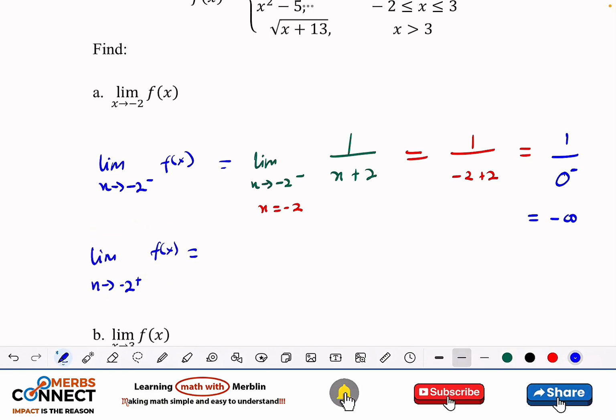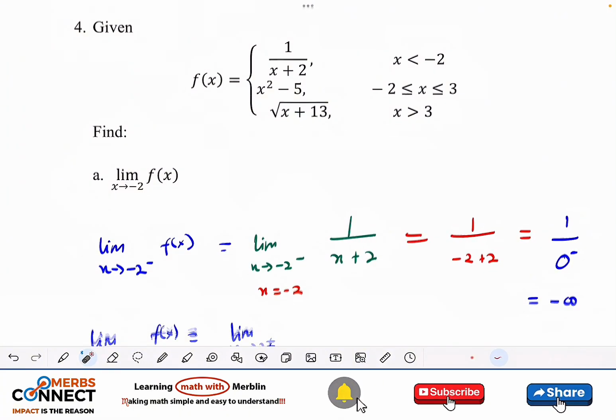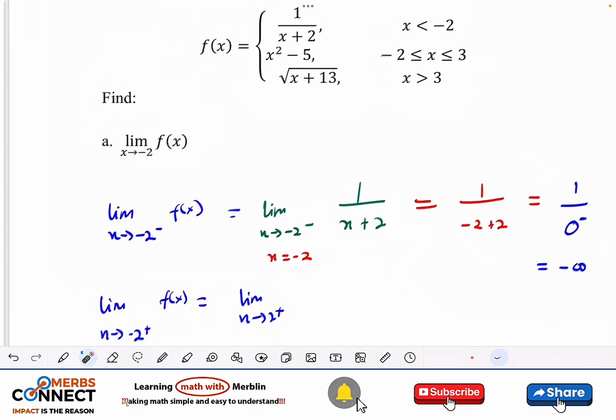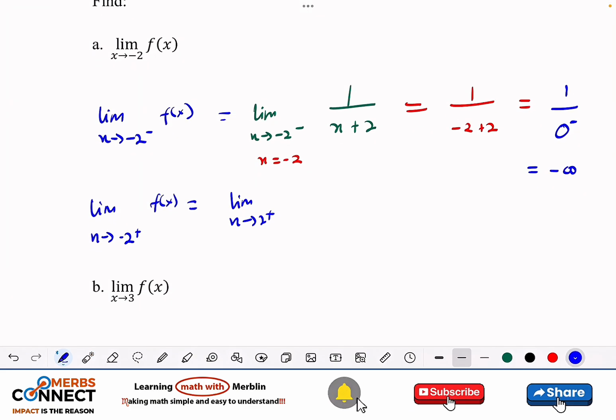Now let's look at this one. So this is the limit as x approaches minus 2 from the positive side. What's the function? From the positive side, we need to look for the value of x that is greater than minus 2. So we can see that here x is greater than minus 2. So this is the function that we are going to use, x squared minus 5. We set x equal to 2. So this is 2 squared minus 5. This is 4 minus 5, and this is equal to minus 1.